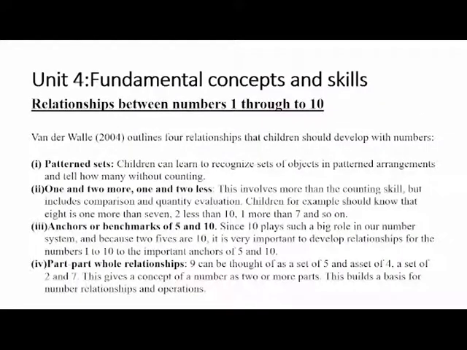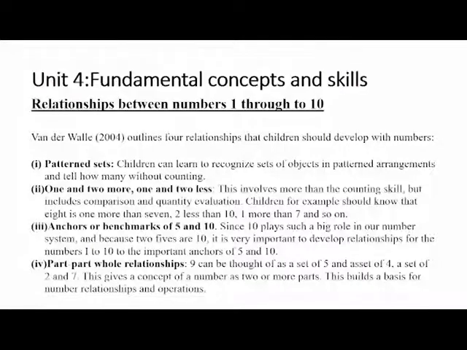The fourth unit is about fundamental concepts and skills. Here we are going to look at the relationship between numbers 1 through 10. We have the fundamental outlines for the relationship that children should develop with numbers. These are the relationships that you must know: the pattern set, 1 and 2 more, 1 and 2 less, anchors and benchmarks of 5 and 10, part-whole relationships.